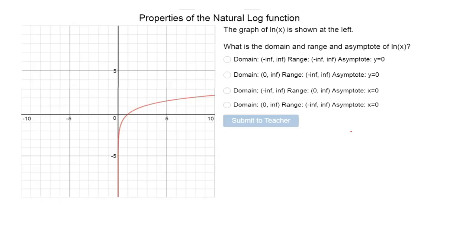Okay, let's see how you did. You should have gotten that this last one would be your correct answer, because the domain starts from 0 and goes on to infinity. The range goes from negative infinity to positive infinity, and it's got a vertical asymptote. Vertical asymptotes are in the form of x equals something, and it's a vertical asymptote at x equals 0.